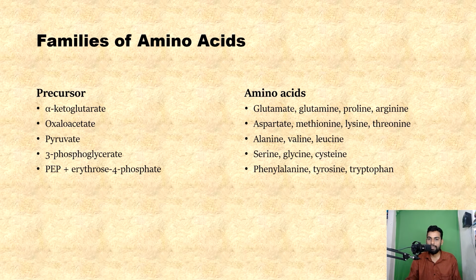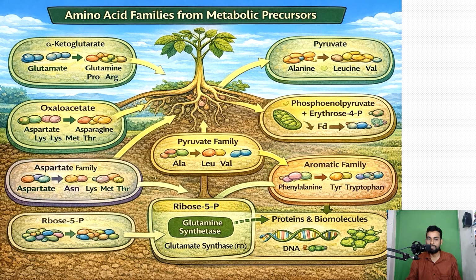What are the families of amino acids? These are precursor molecules, and these are the amino acids. So alpha ketoglutarate produces glutamate, which we have seen: glutamine, proline, arginine. Like that, oxaloacetate produces aspartate, methionine, lysine, threonine. Pyruvate produces alanine, valine, leucine. 3-phosphoglycerate produces serine, glycine, cysteine. PEP, phosphoenol pyruvate, plus erythrose 4-phosphate produces phenylalanine, tyrosine, tryptophan. Please memorize all this, okay? This is also the same diagram. Please watch it also later.